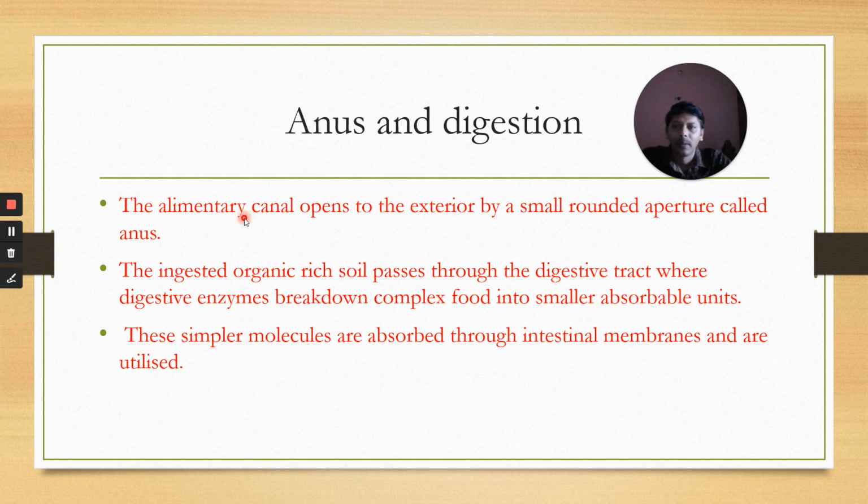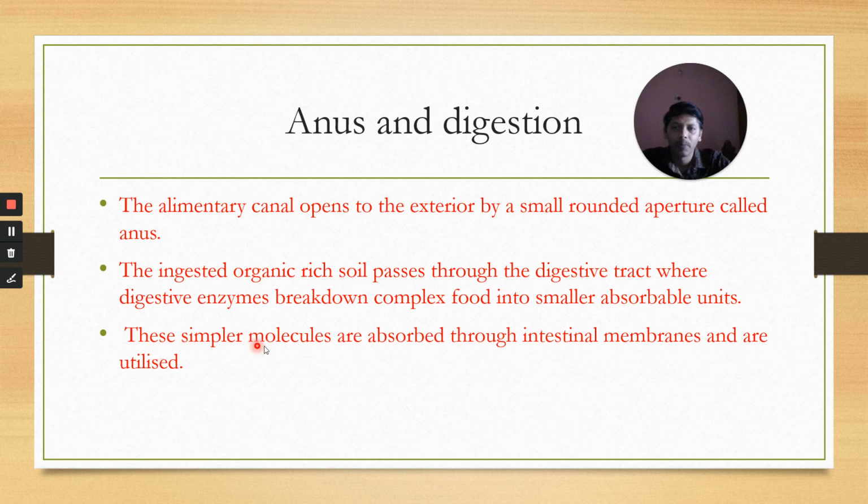Next, the alimentary canal opens to the exterior by a small round aperture called the anus. Here it is a complete alimentary canal. A complete alimentary canal first evolved in Aschelminthes, and here also in the Annelida phylum, in Pheretima posthuma. The alimentary canal opens outside through a small round aperture called, what do we call it? Anus. The ingested organic-rich soil passes through the digestive tract, where digestive enzymes break down complex food into simple absorbable units. That is called digestion.